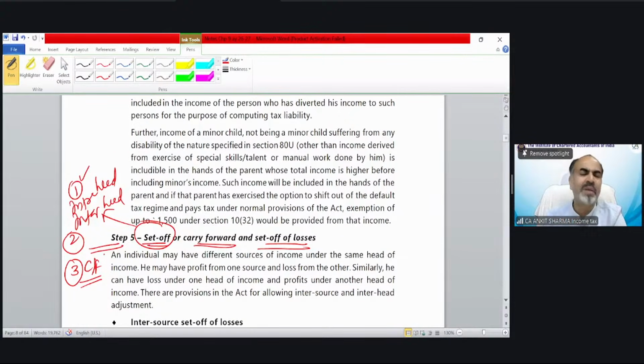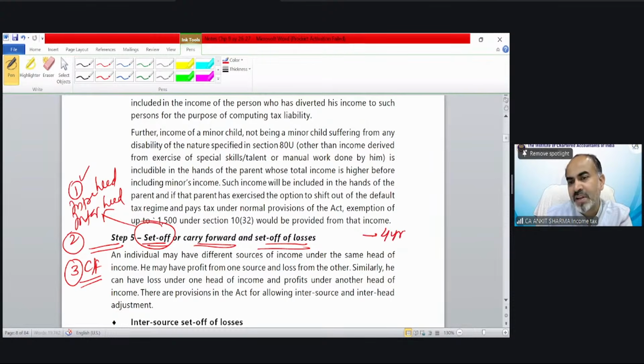So we have multiple kinds of losses, and those have a specific number of years for which you can carry them forward. In case of some losses, it's a 4-year time limit. In case of some, it's 8 years. And in some cases, it's infinite. Can you tell me one example of each of them?